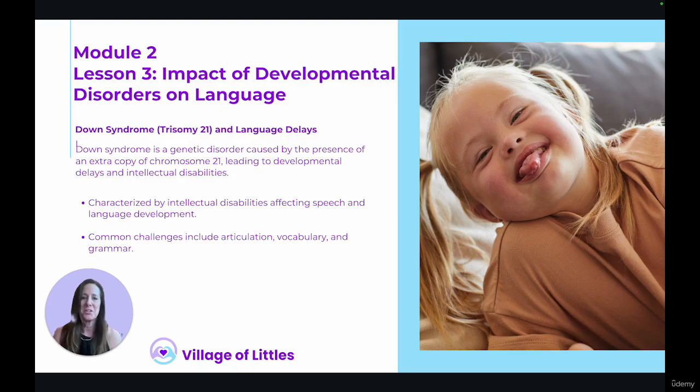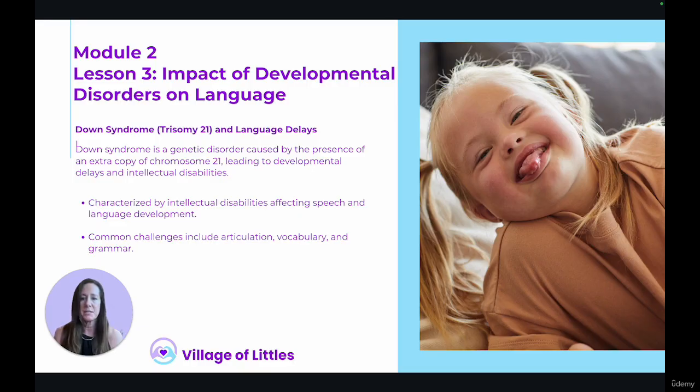Down syndrome is a genetic disorder caused by an extra copy of chromosome 21, leading to developmental delays and intellectual disabilities. Kids with Down syndrome typically face challenges with articulation, vocabulary, and grammar, which can affect their overall speech and language development. Kiddos with Down syndrome often have low muscle tone in and around the mouth, known as hypotonia, which makes it difficult to produce speech sounds.